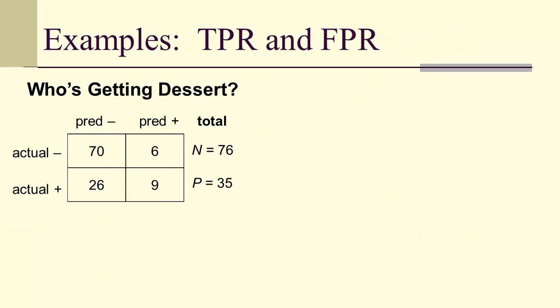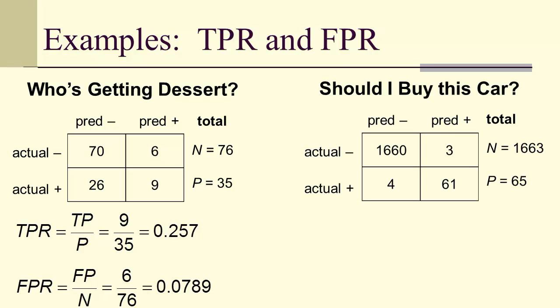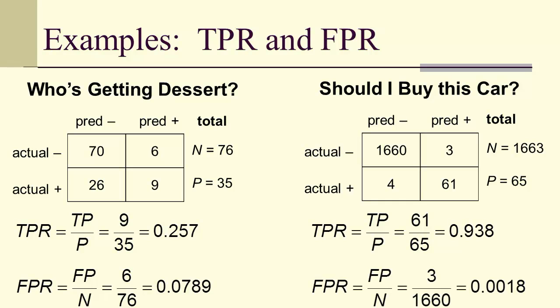So let's look at who's getting dessert. The true positive rate is 9 over 35, and that's 0.257. The false positive rate is 6 over 76, which is 0.0789. Now what do these mean? Well, we'll get to that in a minute. But let's look at the same numbers for should I buy this car. The true positive rate is 0.938, about 94%, and the false positive rate is very close to 0.